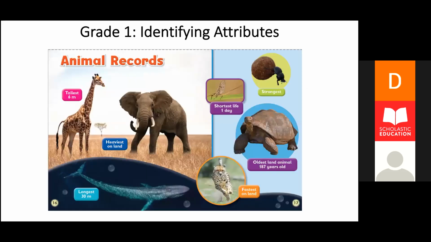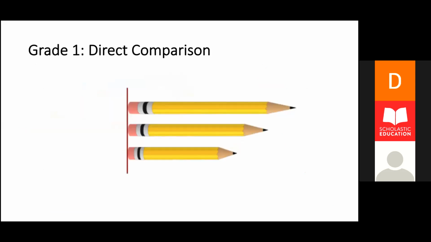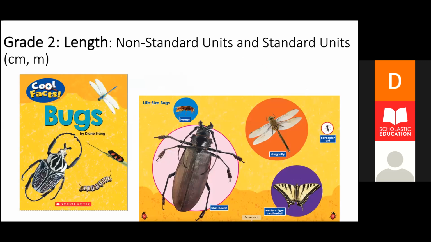So in grade 1, they're looking at different kinds of attributes: the shortest, how long something lives, how heavy something is, how tall something is. They're looking at direct comparison. So they're not using non-standard units. For instance, they're taking their lengths and putting them with a common baseline and measuring them this way. So that's a big change. Grade 2, like I said, it's only length.